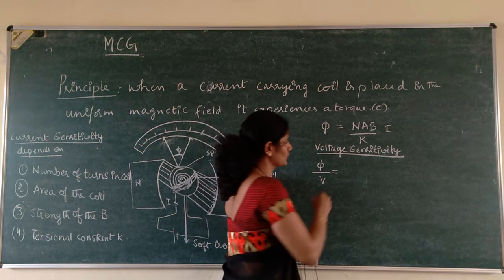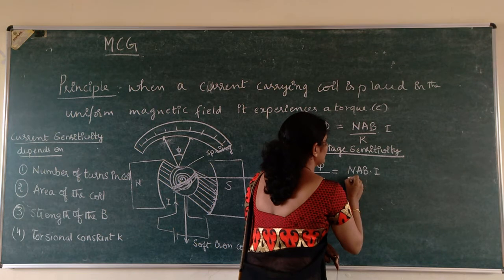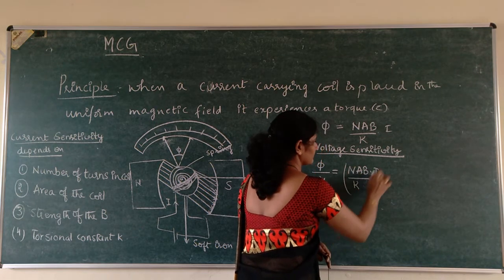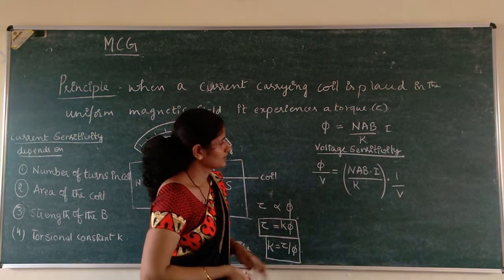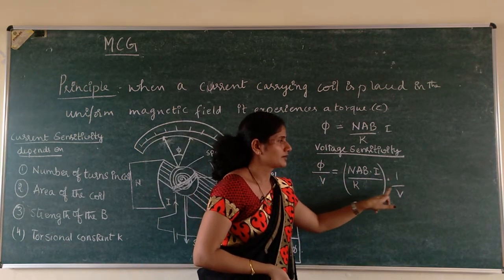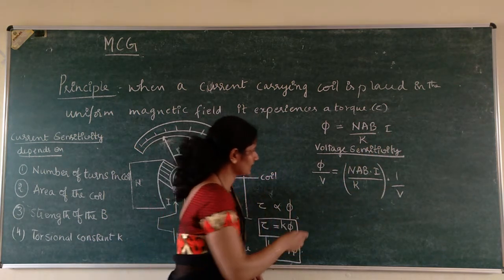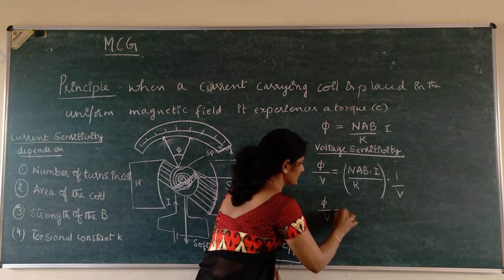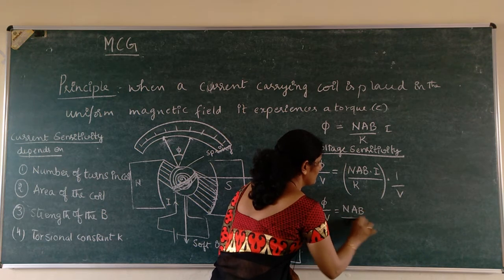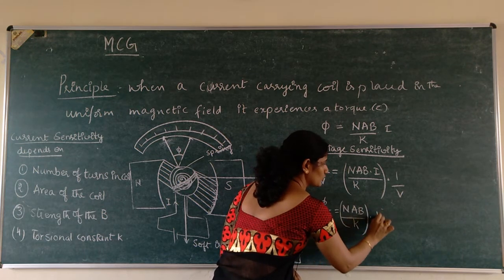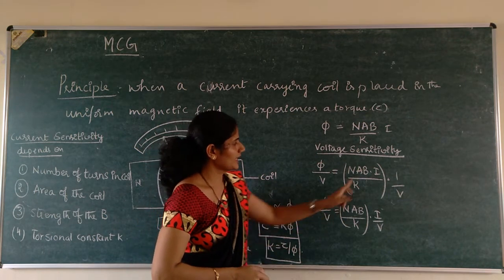Phi by V is equal to NAB into I divided by K into 1 by V. Phi by V is NABI by K divided by V. So what we get? Phi by V is equal to NAB by K into I by V. Same expression, I by V.